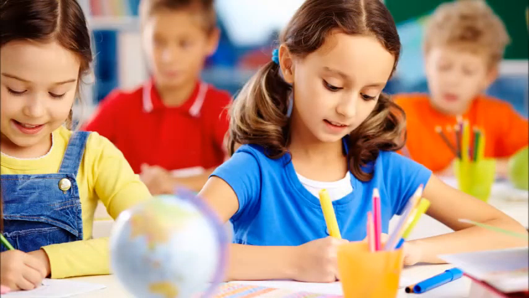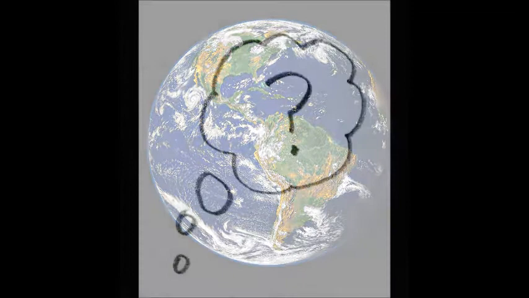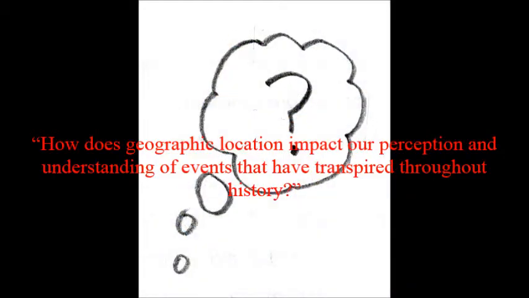For example, students in northern states learned that this historical event was called the Civil War. However, students in the southern states are taught that this was the War of Northern Aggression. Therefore, geography can impact the acquisition of knowledge and how certain events, such as the American Civil War, are perceived. This real-life situation lends itself to our knowledge issue. How does geographic location impact our perception and understanding of events that have transpired throughout history?